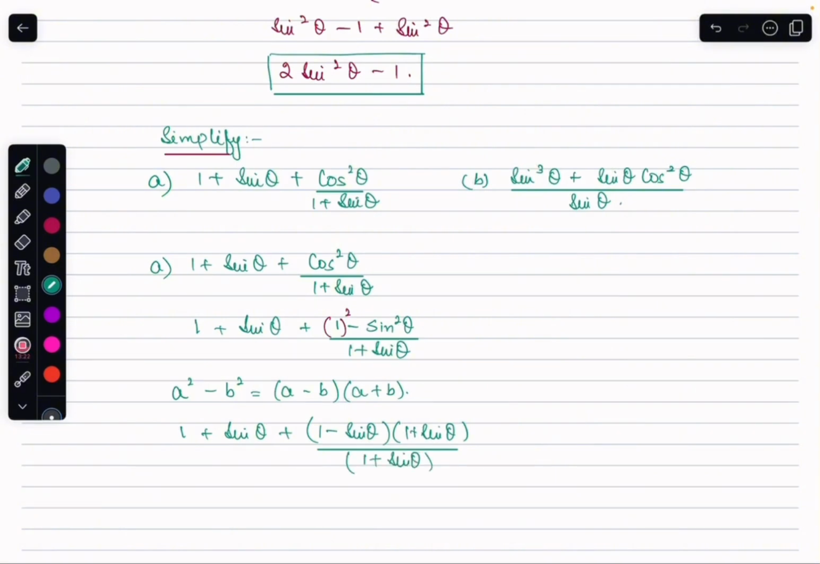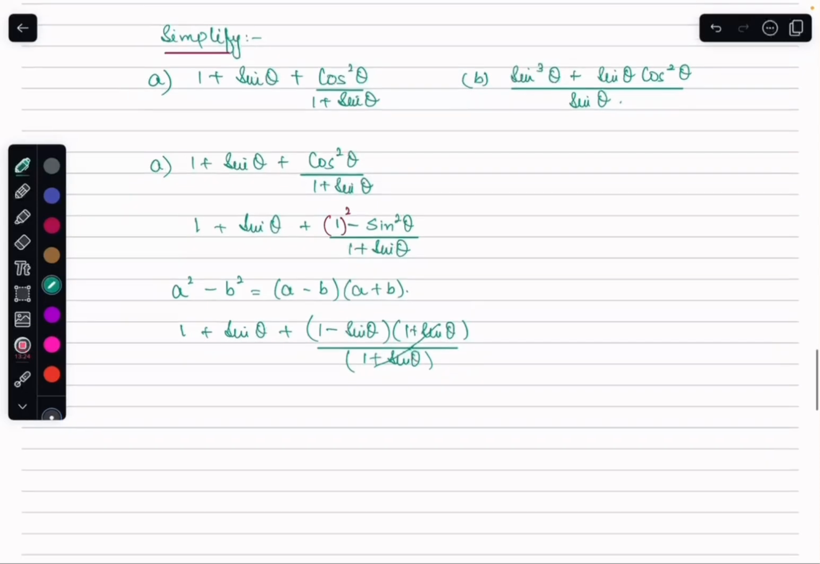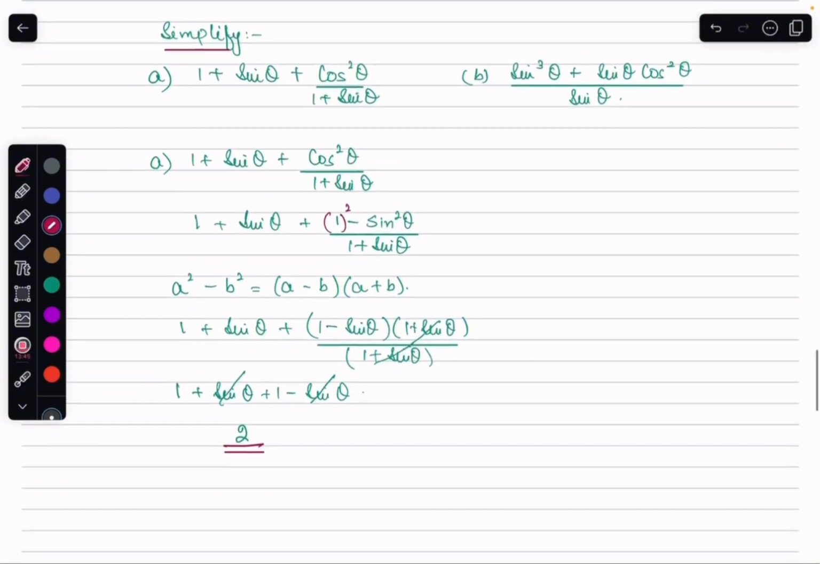I can simplify this 1 plus sine theta, and what I'm left with is 1 plus 1 minus sine theta. Sine theta and negative sine theta get simplified, and my final answer becomes 2. So this is going to be the simplified expression for this question.